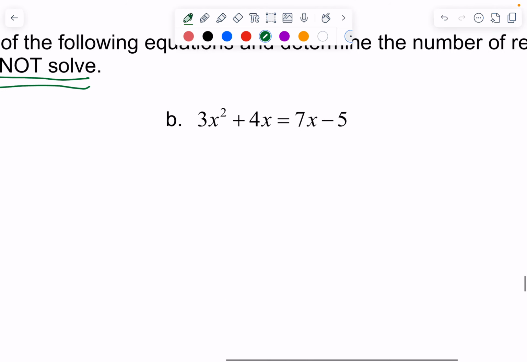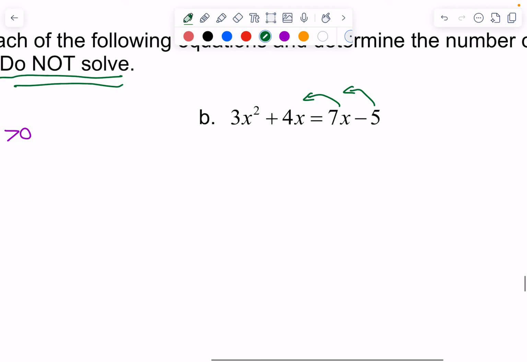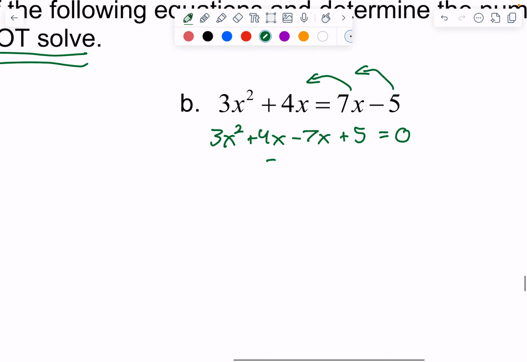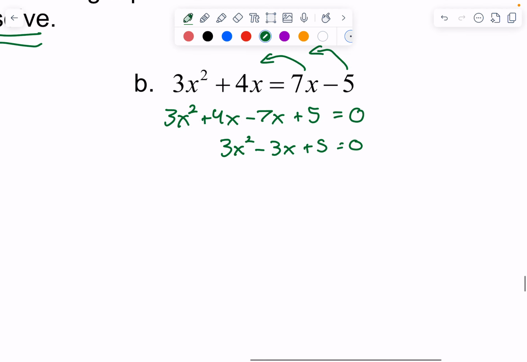Get this into standard form. So we need to bring this over and this over. So 3x squared plus 4x minus 7x when we bring it over to the other side. And then that negative 5 becomes positive 5. So that's 3x squared minus 3x plus 5 equals 0. And again, you can see that we have an a of 3, a b of minus 3, and a c of 5.